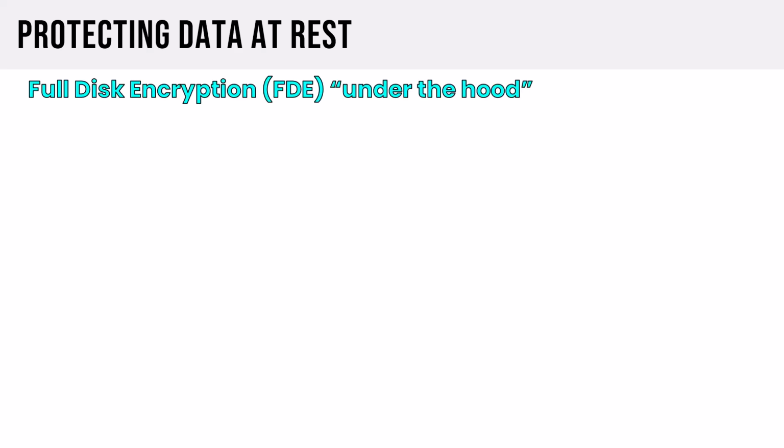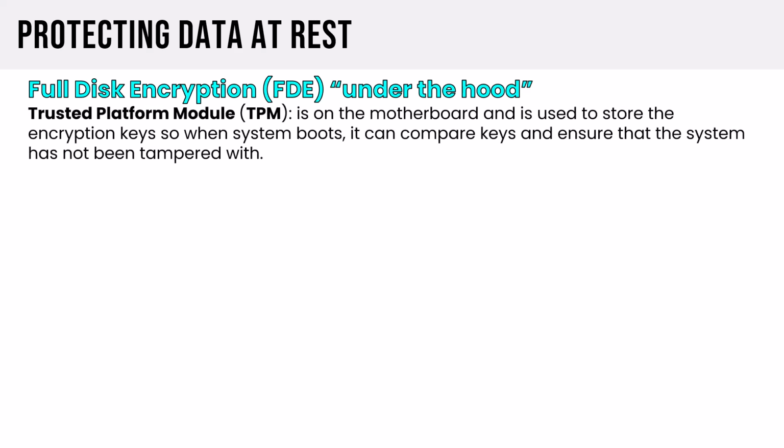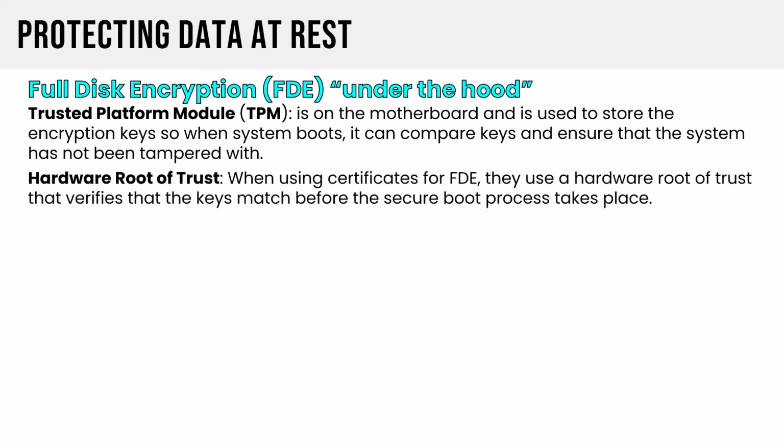So full disk encryption under the hood uses a system's trusted platform module. The TPM is on the motherboard. It's used to store encryption keys so that when a system boots, it can compare keys and ensure that the system has not been tampered with. We call this a hardware root of trust. When using certificates for full disk encryption, they use a hardware root of trust that verifies the keys match before the secure boot process takes place. A TPM is a hardware root of trust.